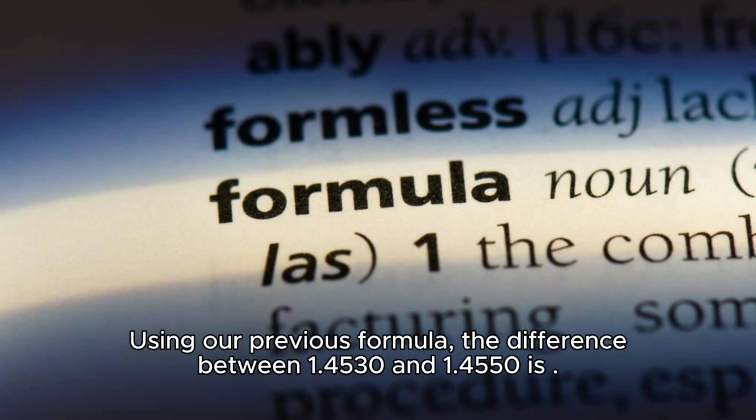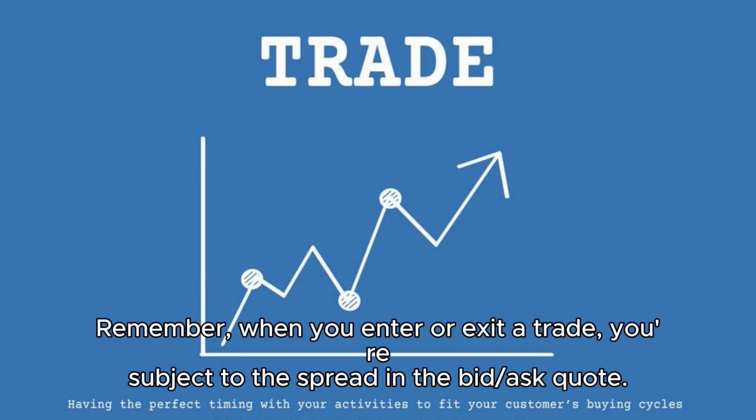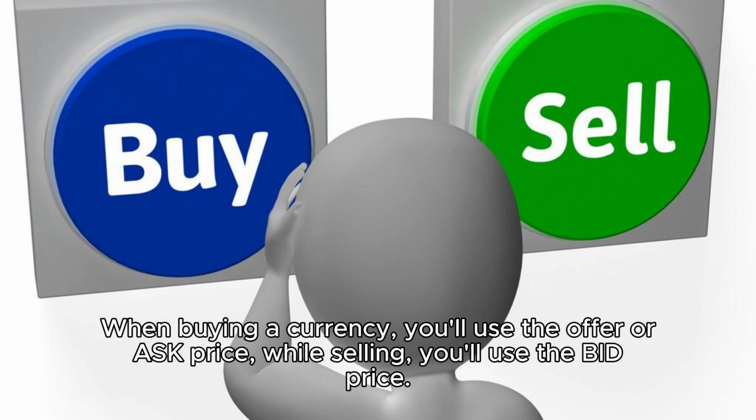Using our previous formula, the difference between 1.4530 and 1.4550 is 0.0020, or 20 pips. So your profit amounts to $137.40. Remember, when you enter or exit a trade, you're subject to the spread in the bid-ask quote. When buying a currency, you'll use the offer or ask price, while selling, you'll use the bid price.